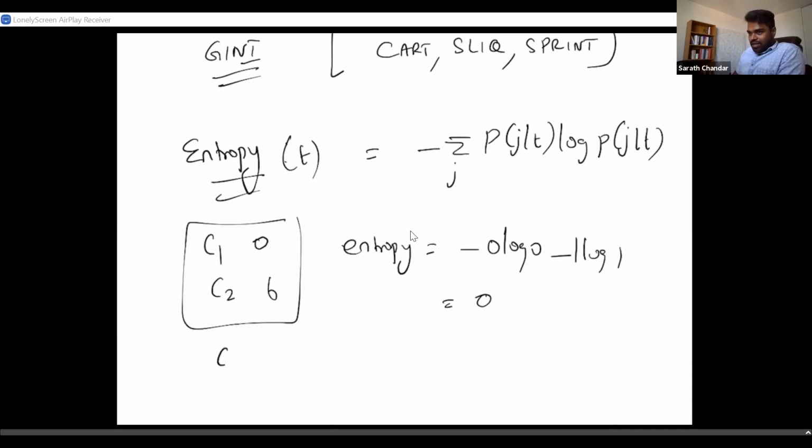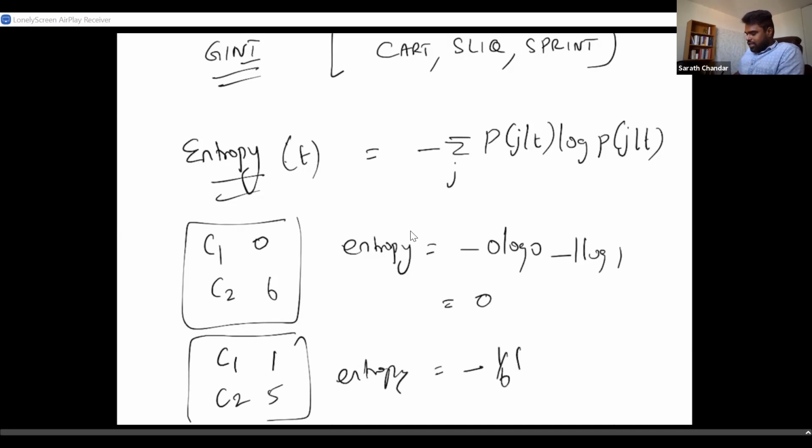Okay, let's look at another example. C1 is 1, C2 is 5. Now, how would you compute entropy? Entropy is minus 1 over 6 log 1 over 6. This is for the first class. For the second class, it's minus 5 over 6 log 5 over 6. Now, you could use your calculator. The answer is 0.65.